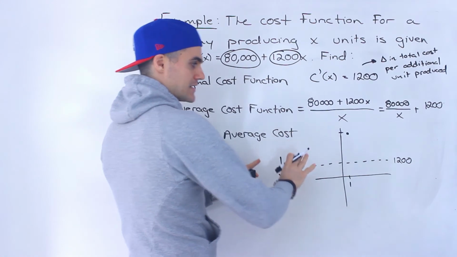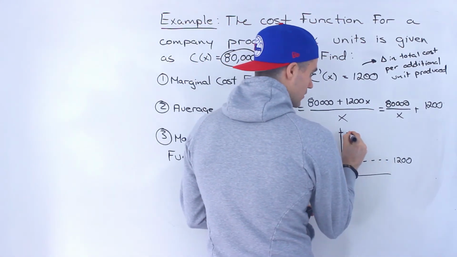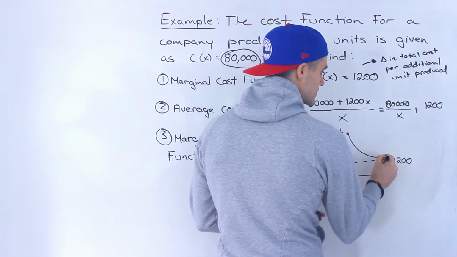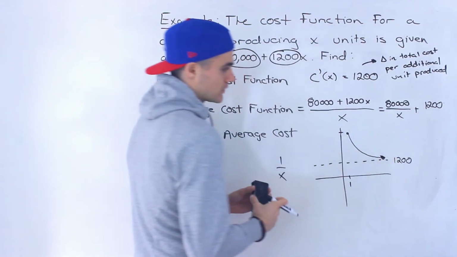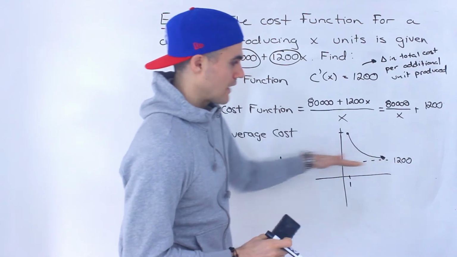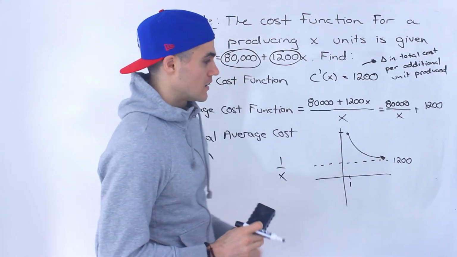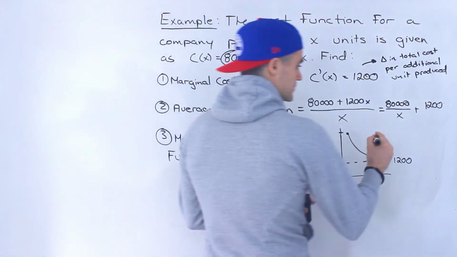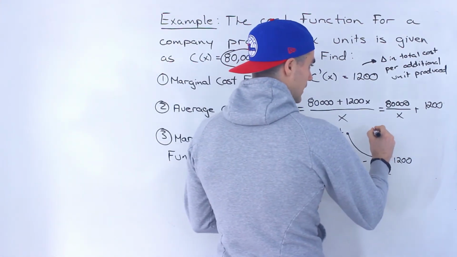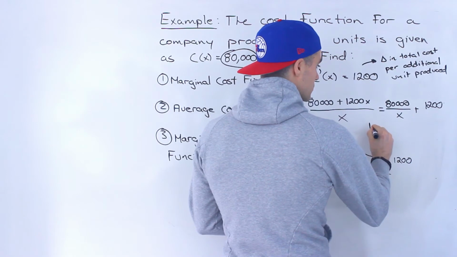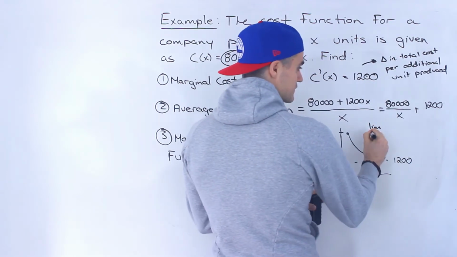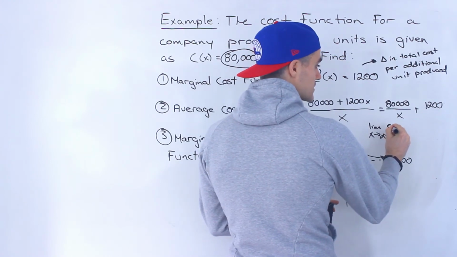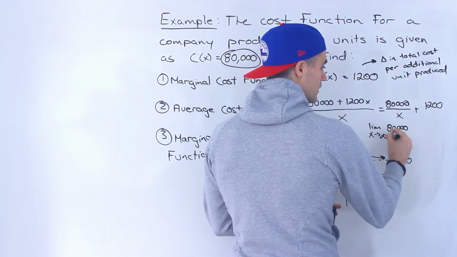And what's going to happen is as x gets larger, you're going to end up having a function like this, right? So it's going to approach that horizontal asymptote of 1,200. And so a lot of times you'll see in textbooks, they'll ask you what's happening as x gets very large, or as x goes towards positive infinity of this function. So let me rewrite it.